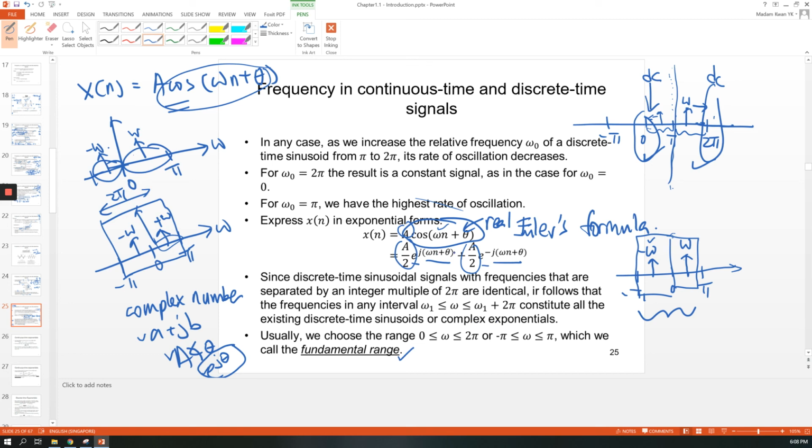So what this sentence is actually saying is that a cosine function consists of a positive omega frequency and a negative omega frequency. These two complex numbers have to be there in order to reconstruct a cosine. So you have to use the frequency component at this side and also the negative side. For that, this length has to be 2 pi. With this 2 pi length of frequency range, the range constitutes all the existing discrete time sinusoid frequencies and complex exponentials.